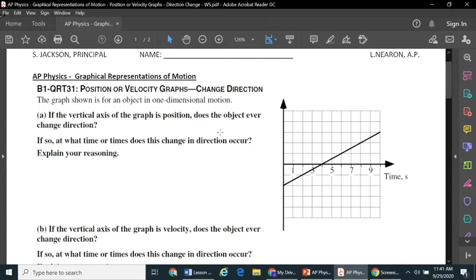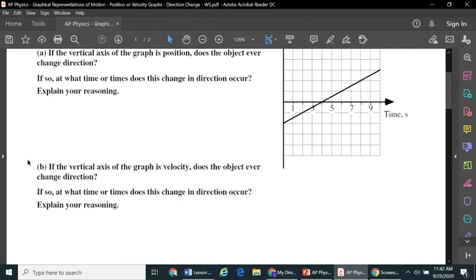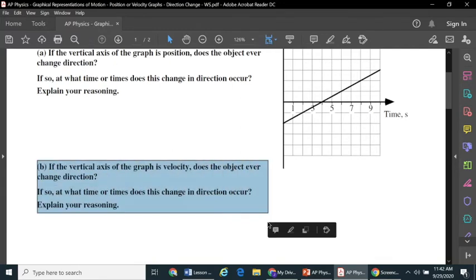All right, so the first one we're going to work on here is B1 QRT31. And because A and B are very similar, I want you to go ahead and work on both of these at the same time. So the question says for part A, if the vertical axis of the graph is position, does the object ever change direction? If so, at what time or times does this change in direction occur? Explain your reasoning. And part B says if the vertical axis of the graph is velocity, does the object ever change direction? And if so, at what time or times does this change in direction occur?